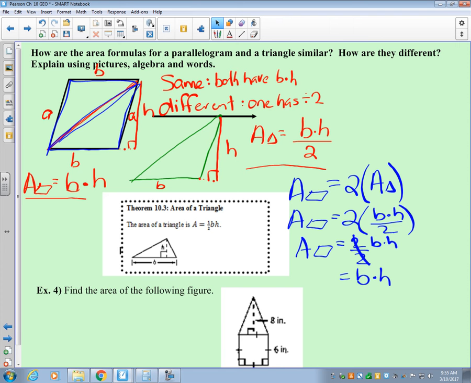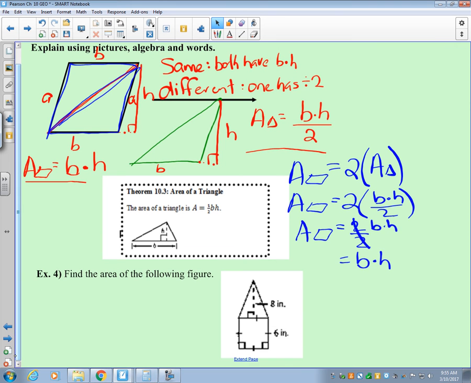So the area of a parallelogram, even though it's equal to the area of a rectangle, it's not the rectangle relationship that makes the area of a parallelogram base times height. It's how it's related to the triangle, and the fact that it's double the triangle that makes it base times height.